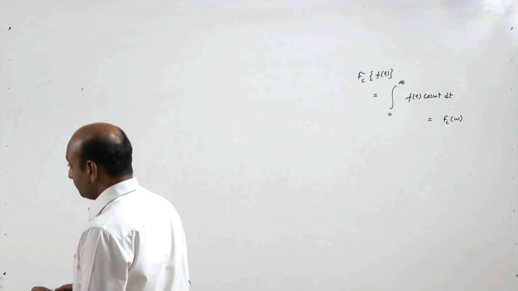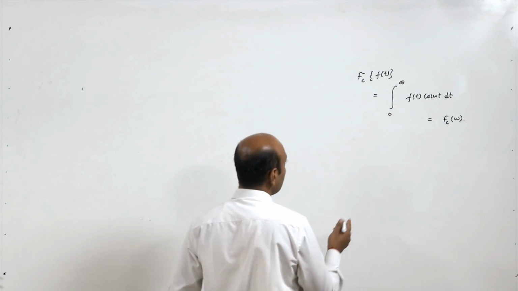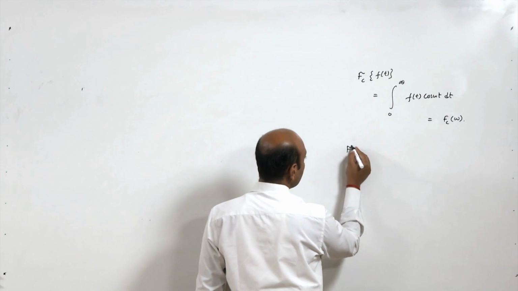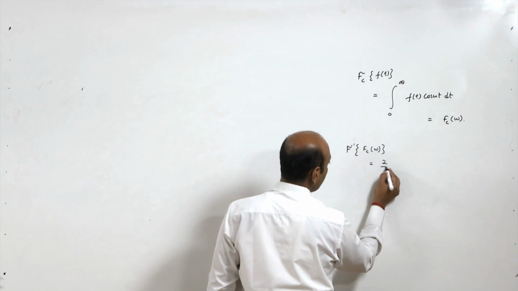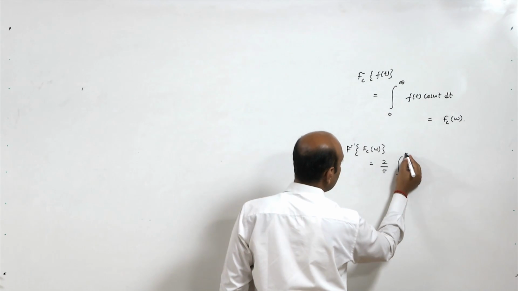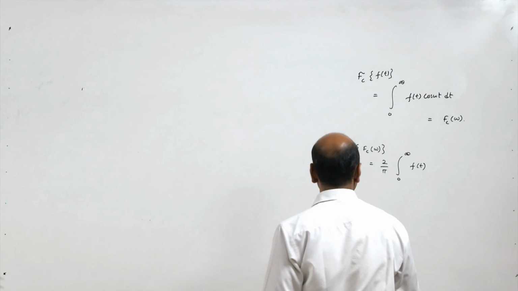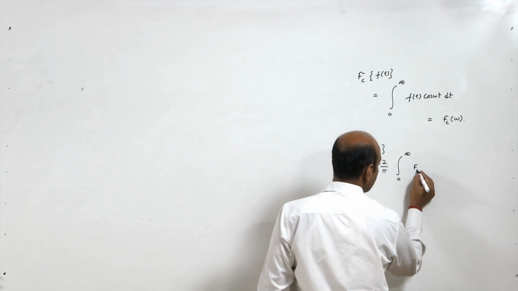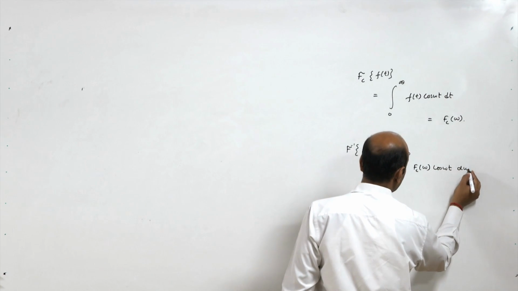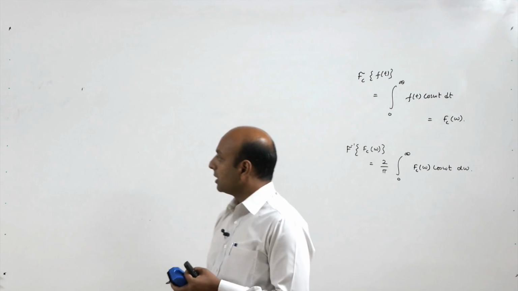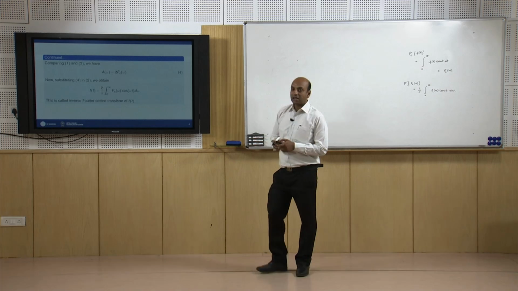Okay. Now, the inverse of the Fourier cosine transform is given by 2 upon pi integral 0 to infinity F_c(omega) cos omega t d omega. So, this will be the inverse Fourier cosine transform of f(t).